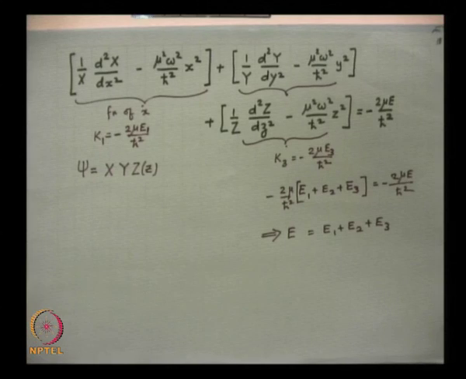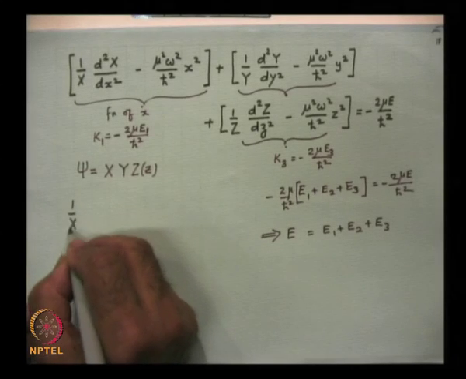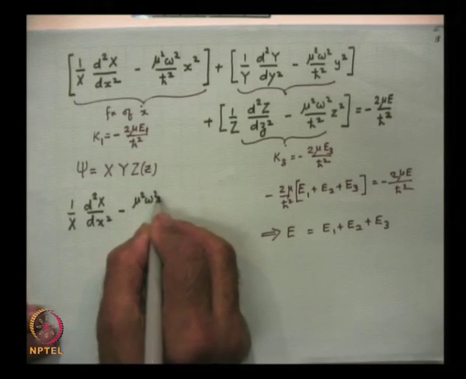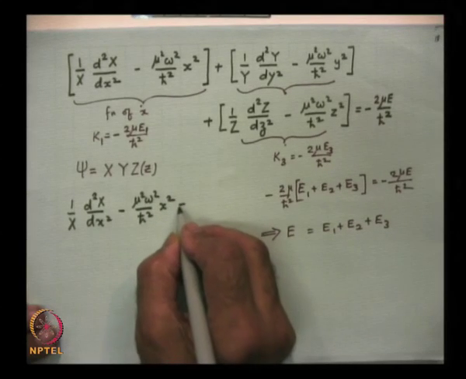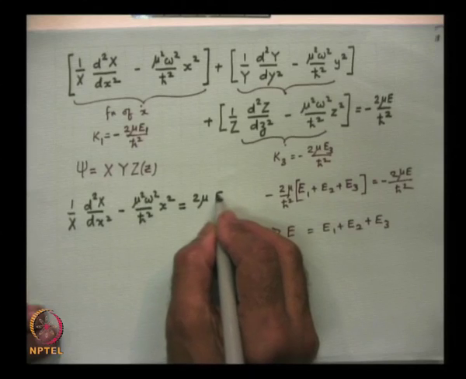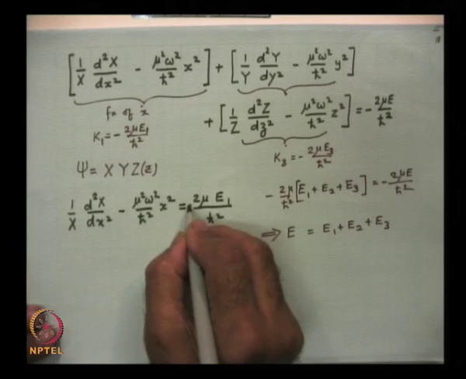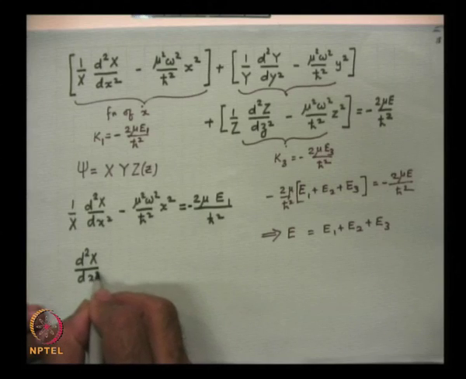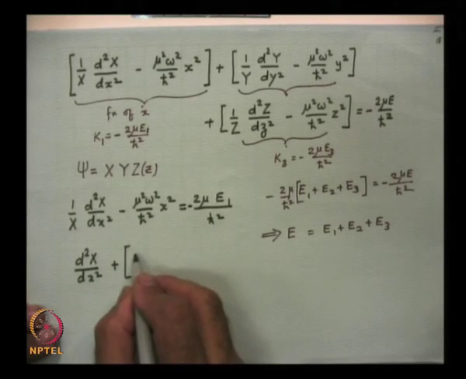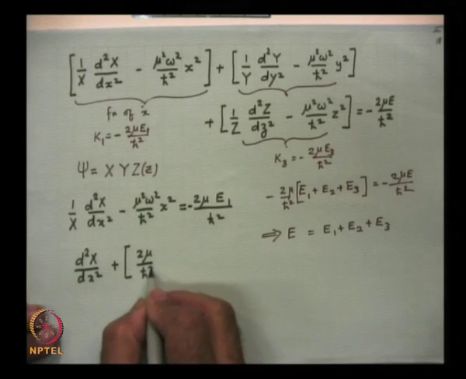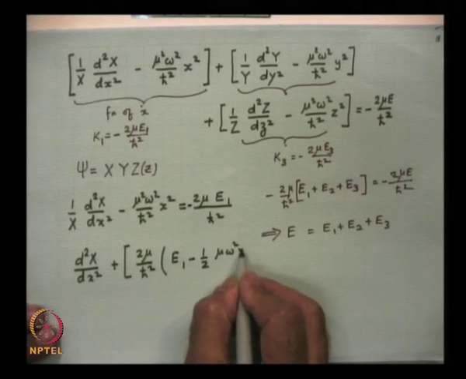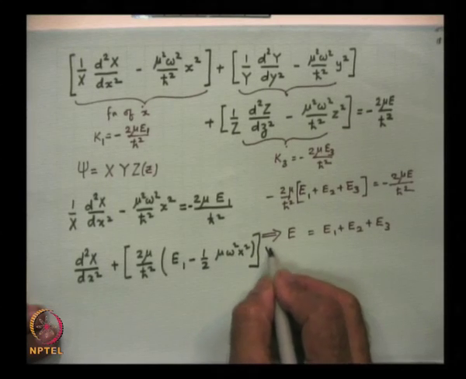Now, let me write down the equation determining X, involving x. So, I will have 1 by capital X, please see this carefully, d2 X by dx square minus mu square omega square by h cross square x square is equal to 2 mu E1 by h cross square with a minus sign. So, I rearrange this. So, I will get d2 X by dx square plus, if I take 2 mu by h cross square outside, then you will have E1 minus half mu omega square x square, times X of x.